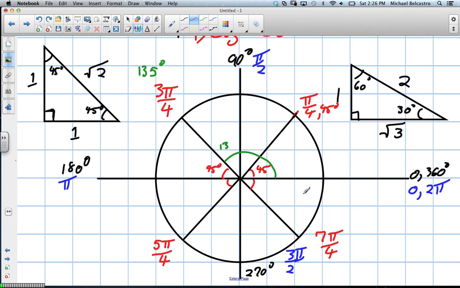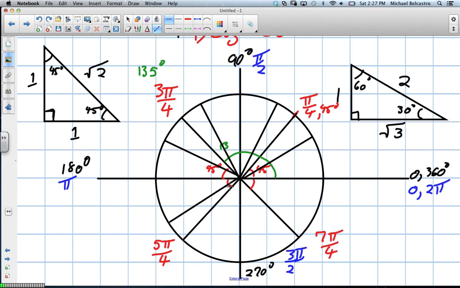Okay, so these are a couple more. Now the other two major ones we got to talk about are at 30 degrees and 60 degrees. And then here's another 60 degrees and 30 degrees. 30 degrees, 60 degrees, 60 degrees, 30 degrees. So these are going to be all the major measurements. Okay, it's going to look like that.